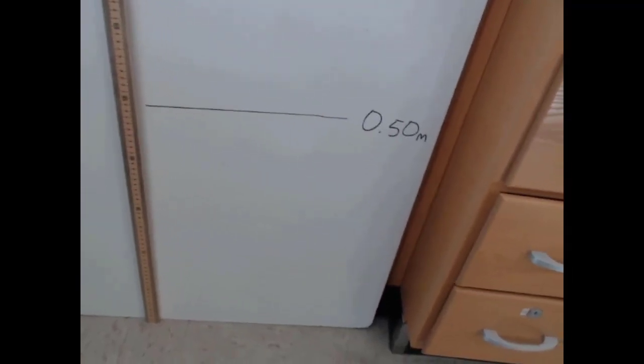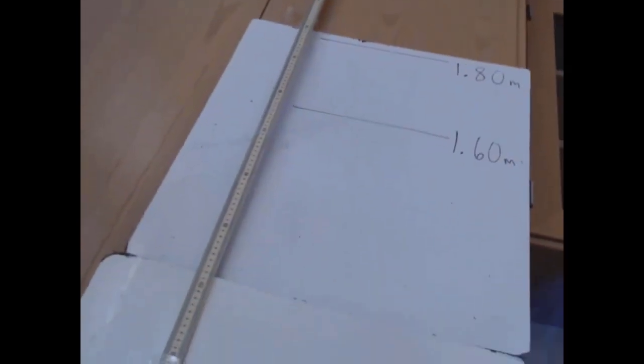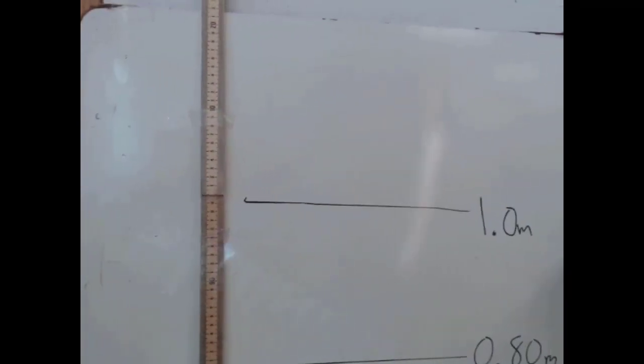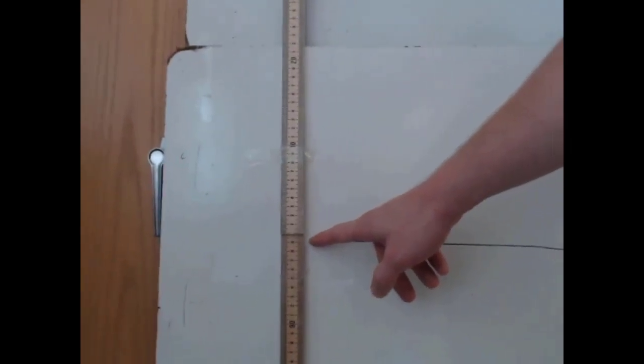So that you know the full setup, we have whiteboards all the way up the wall, up to the top there. We have 2 meter sticks taped together. They aren't overlapping. So you can see where I've marked the 1 meter mark right there. That's the end of the first meter stick.